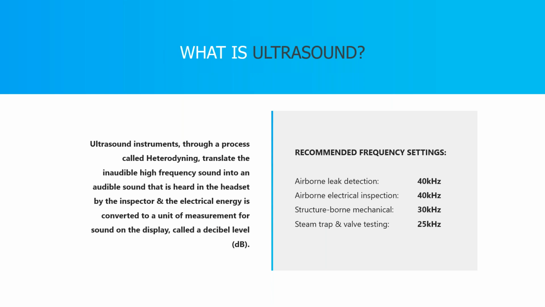So if we're going to go out to do airborne leak detection, we want to make sure to have our frequency set to 40 kilohertz. It's the same for airborne electrical, also at 40 kilohertz. For structure-borne mechanical, meaning bearings, we recommend a frequency setting of 30 kilohertz. And then for steam traps and valves, we recommend a frequency setting of 25 kilohertz.